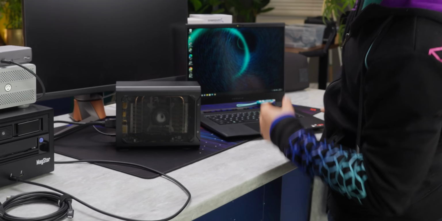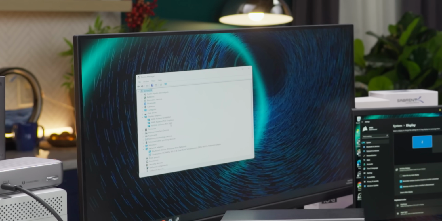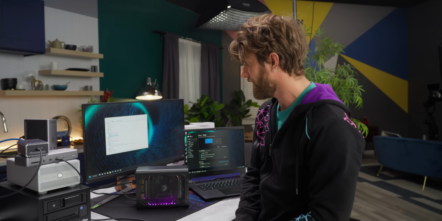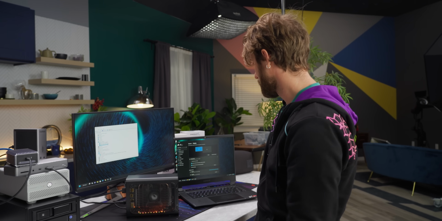Oh, fan spinning. That's a good sign. There it is, our RTX 2070 external GPU. Not that we'll need to upgrade the GPU anytime soon, given that this laptop has a Radeon 6800 in it already anyway. But the point is that it does work.